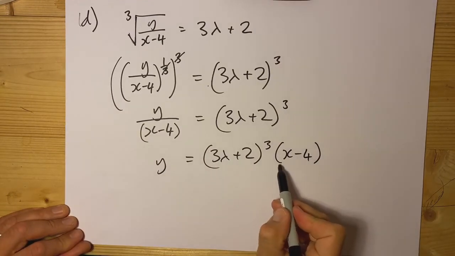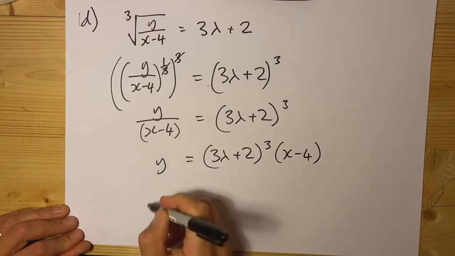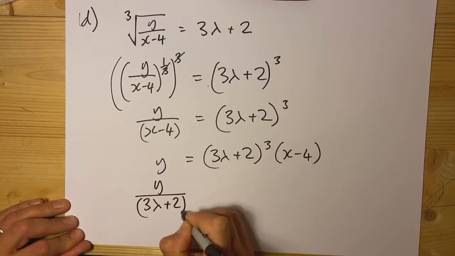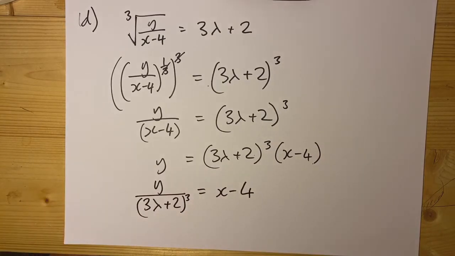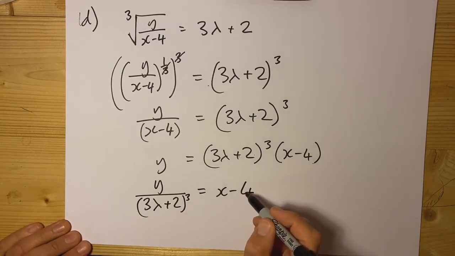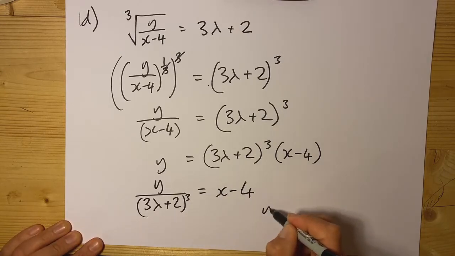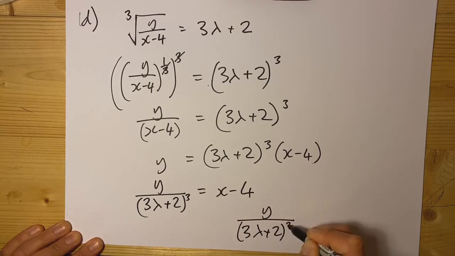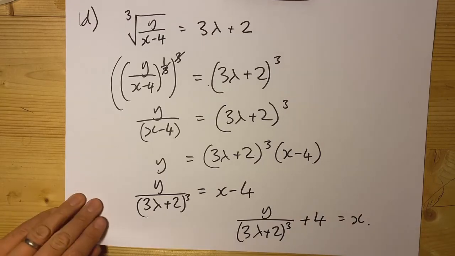Okay, now we can isolate this bit by dividing both sides by 3 lambda plus 2 cubed. So again, I'll just write that out like this. And now we're left with something hopefully quite straightforward. So the last step is just to add 4 to both sides, and then we'll have x by itself. So finally, I'll just write that over here. y over 3 lambda plus 2 cubed plus 4 equals x, and that's how we do that one.